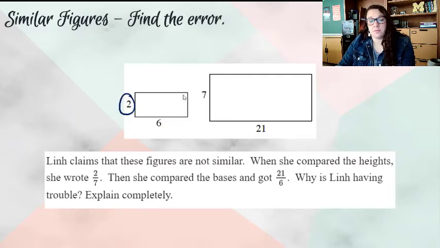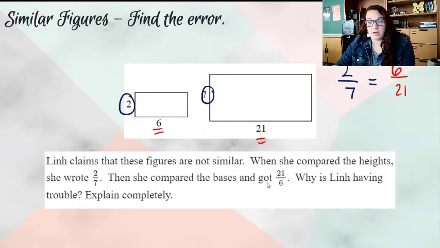So I'm going to match up 2 and 7 and put 2 over 7. And if they're similar, it should equal the other ones, 6 and 21. So I've got 6 and 21. Notice I went left, right, or small, big. I need to go small, big again. These should be equal if they're similar. And notice what she did is she flipped this one.